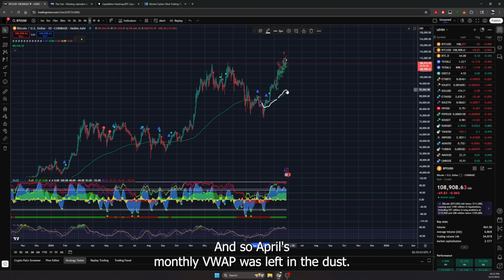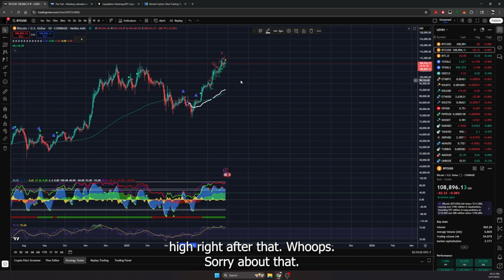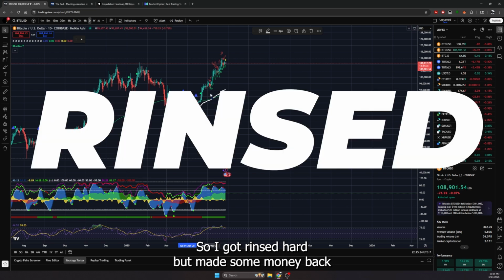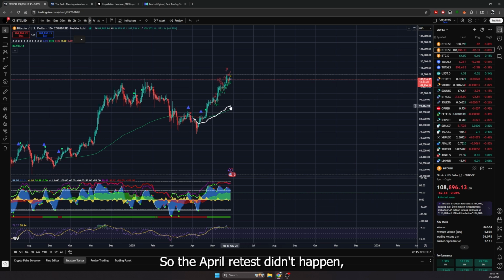And so April's monthly VWAP was left in the dust. Bitcoin, because Andrew said it was going down, reached a new all-time high right after that. Whoops, sorry about that. So I got rinsed hard, but made some money back using some hedge longs, so we're still in the game. So the April retest didn't happen.